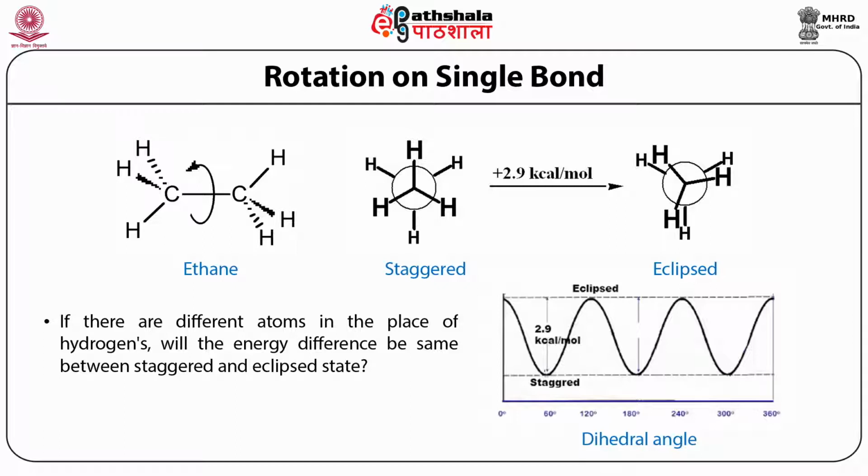Every 60 degrees you have a higher energy state and a lower energy state. Basically, with the three hydrogens, 360 degrees divided by 3 is 120 degrees, and every 120 degrees you have maxima and every 120 degrees you have minima. So that means every 60 degrees you have an energy maxima or an energy minima. Now here these three hydrogens are the same atom, so the energy maxima and minima will be the same. Suppose you have different atoms on these carbons, then the energy plot will be completely different.